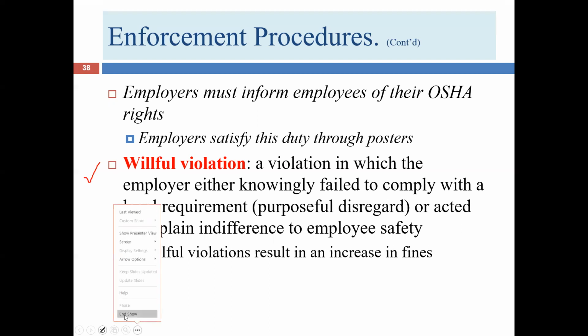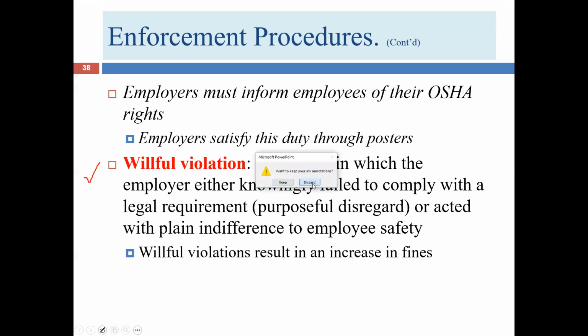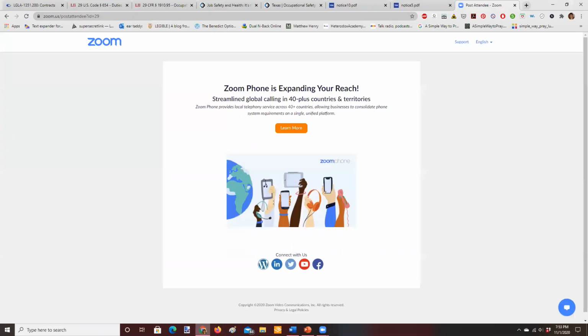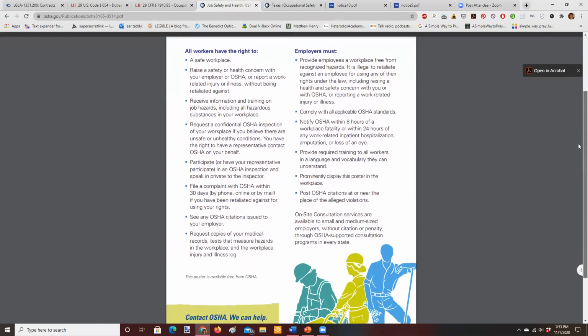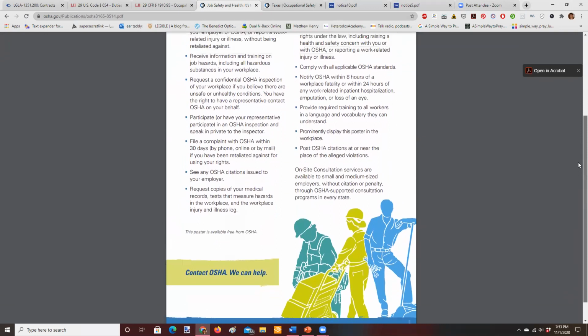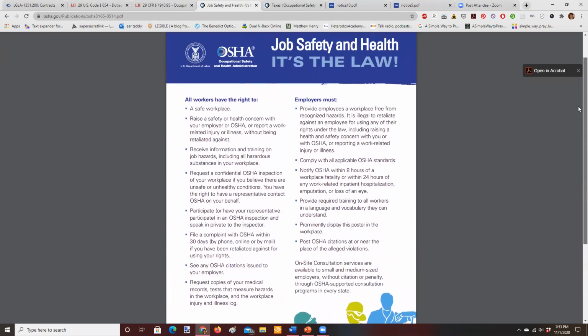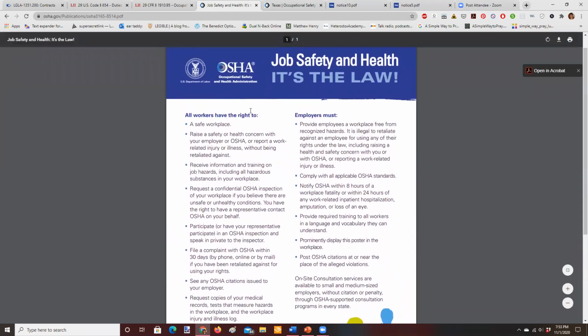Let me show you an example of the poster. You don't have to use this poster, but this is one example. This is the poster that OSHA makes that shows you what the employer rights are and what the employee rights are and what employers must do. And again, this would be posted in a place where all employees would have access to it.